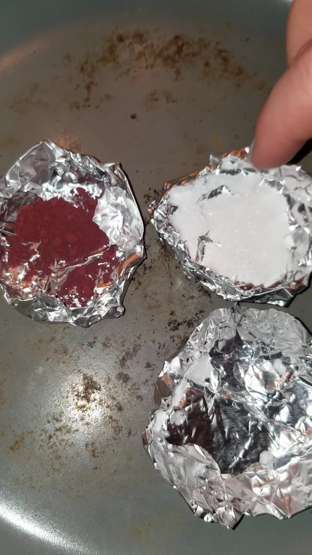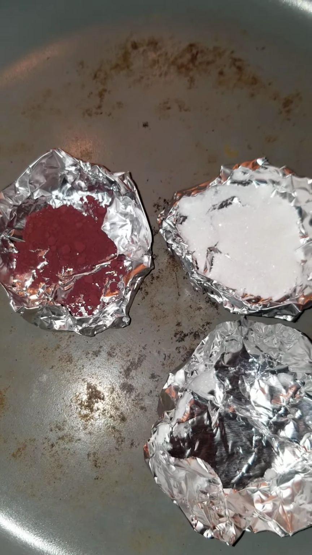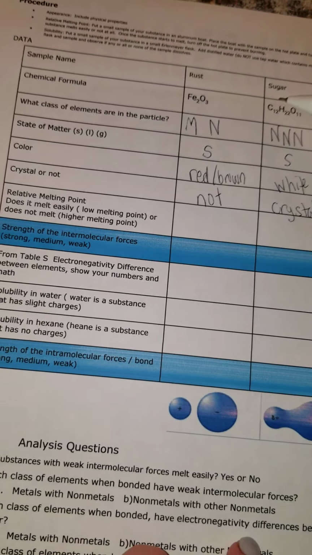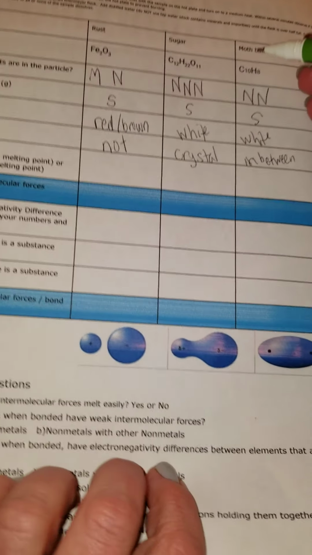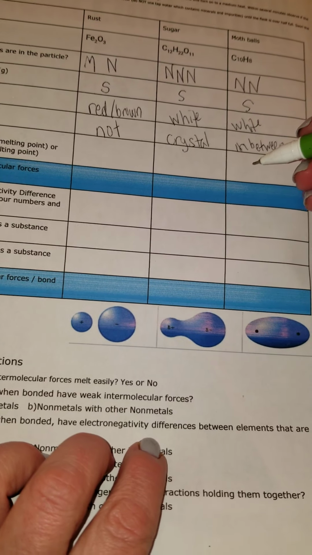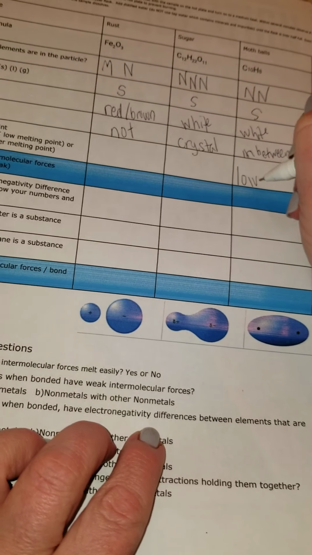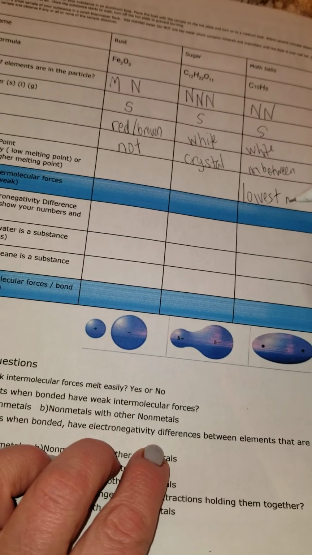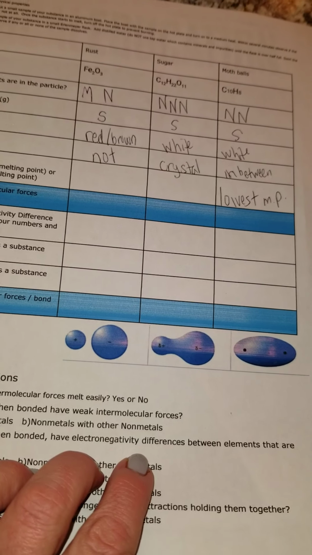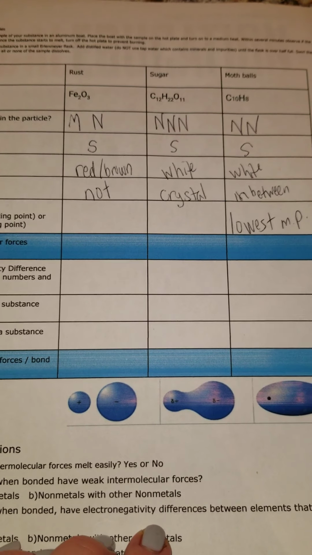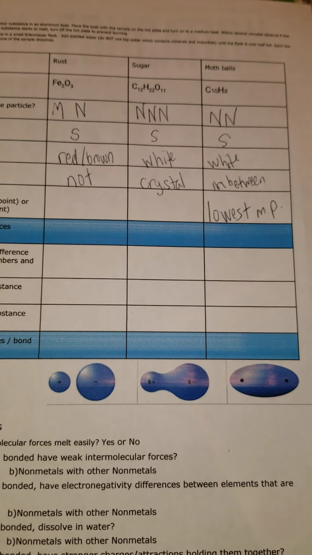We got to keep this going. We might have to come back to this because it might take a while. This one definitely melted first, so let's record that. Okay, so if it melts first, it melts very easily. So that was mothballs. So its melting point is low. Out of the three, this had the lowest melting point. Because it melted quickly. It melted with very little energy. So that's a low melting point.